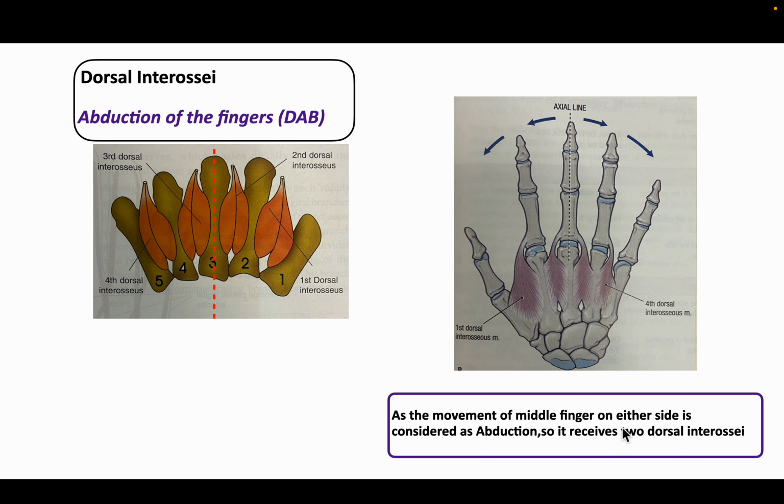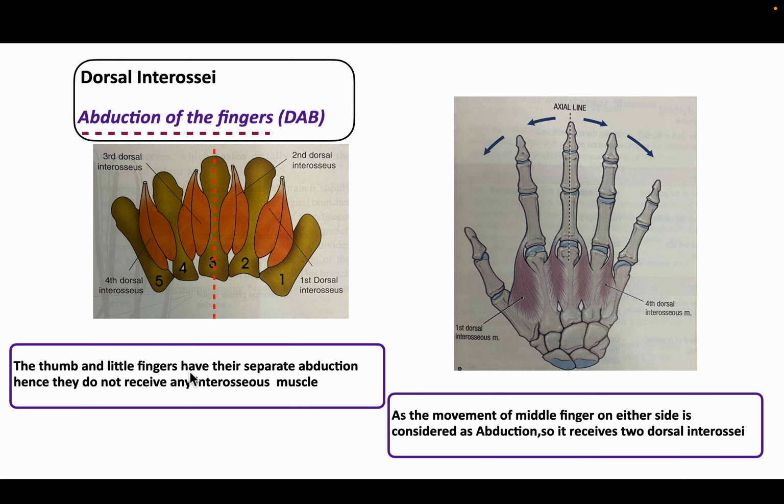Movement of the middle finger on either side is considered abduction. The middle finger receives interossei on both sides, because they have to keep it in the central position. Movement of the middle finger on either side we call abduction, because it is moving away from the axis. So the interossei are inserted on both sides of the middle finger. This gives a reference for why the dorsal interossei cause abduction.